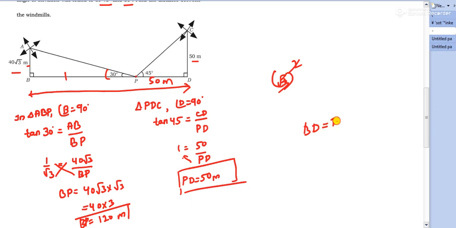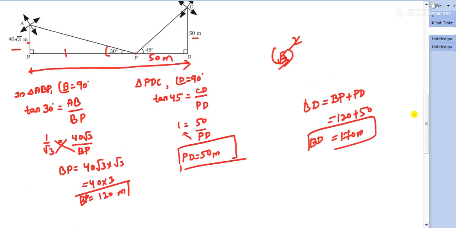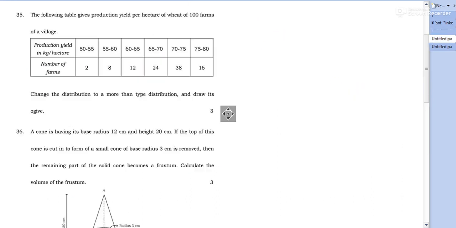What is BD? It is BP plus PD. Correct? So 120 plus 50 is how much? 170 meter. And what is this? Yes, it is the distance between the foot of the windmills. Isn't it simpler? Yeah, it is. Okay, so I hope you have understood. Moving to the next question now.